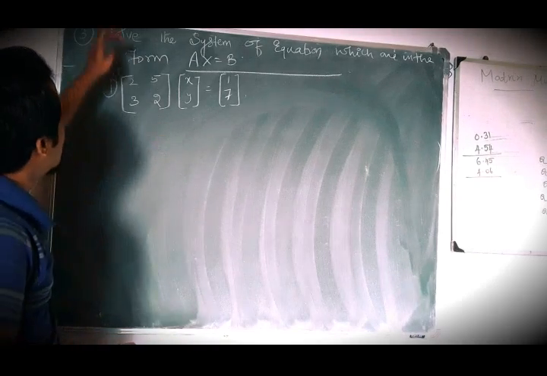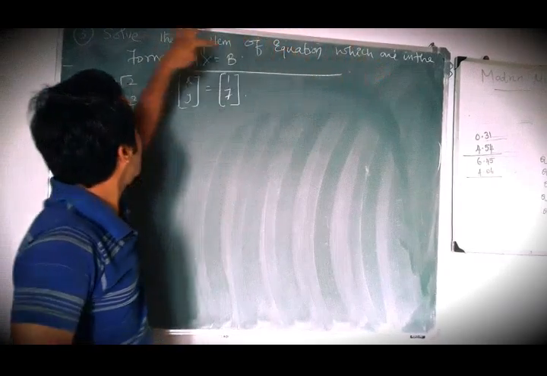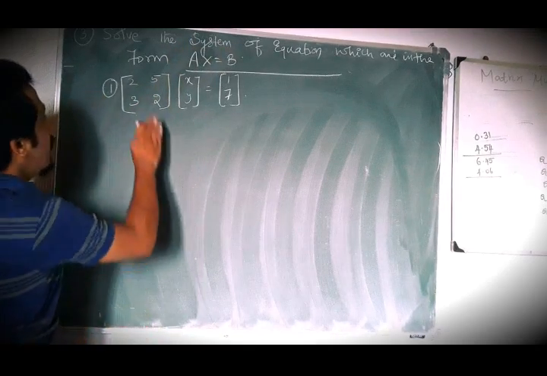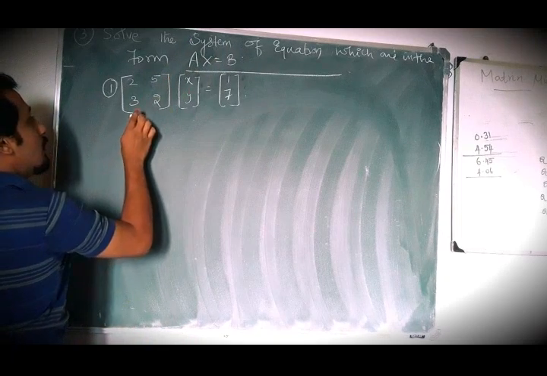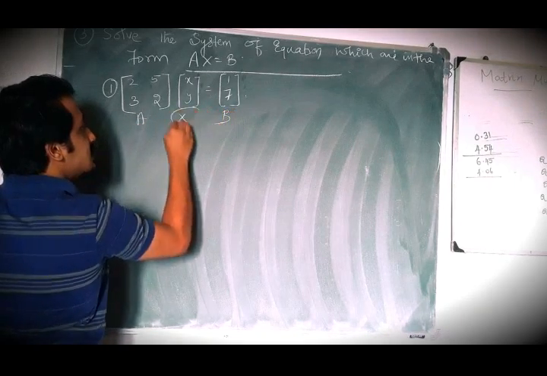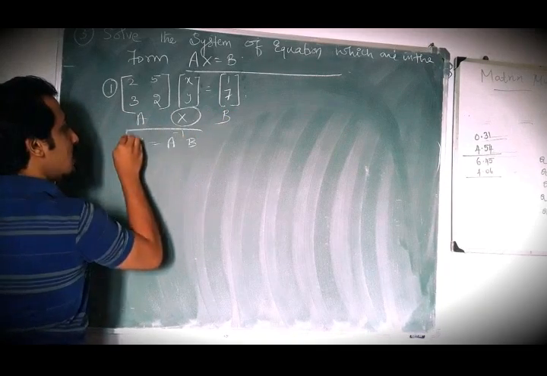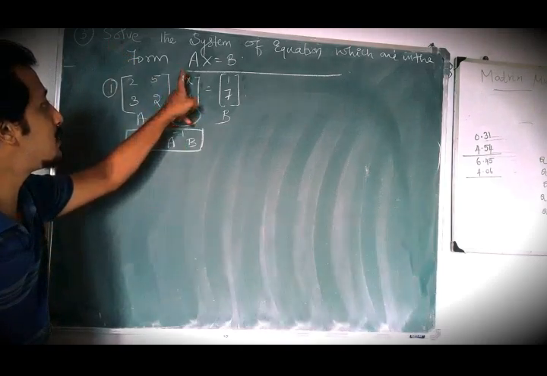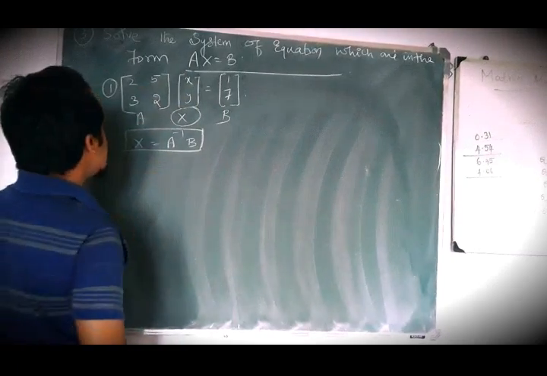Third question. Solve the system of equations which are in the form Ax = b. So we have to find the value of x. That means x = A inverse b. We have to solve, that means we have to find the unknown variables, which are x and y. So x = A inverse b.